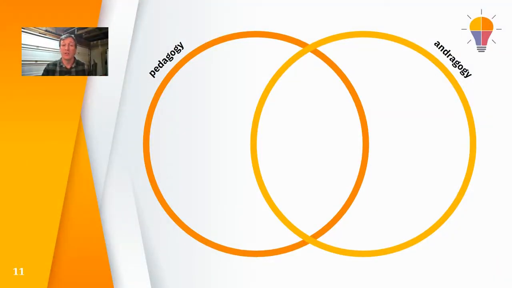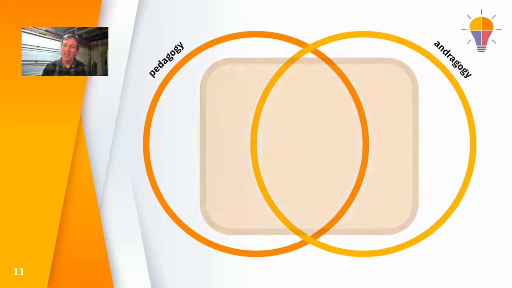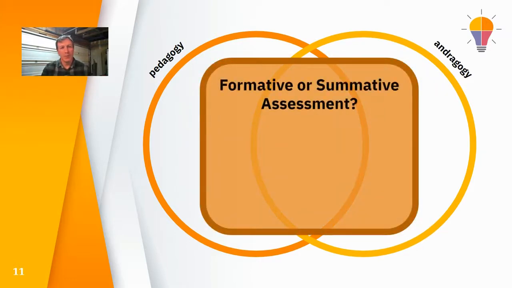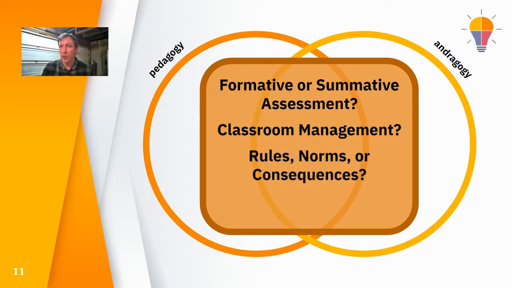Another of the nuances that we're going to probe a little bit is going to be represented in this Venn diagram that we're going to come back to periodically. Pedagogy and andragogy, there's tons of overlap in terms of good practice. They're not completely different universes, but things to think about. For example, when we're working with adults, what does formative or summative assessment look like? What does classroom management look like? And related to that, rules, norms, and consequences.